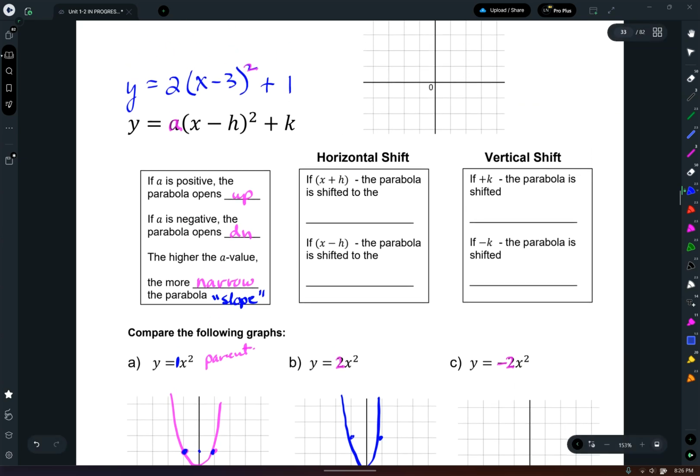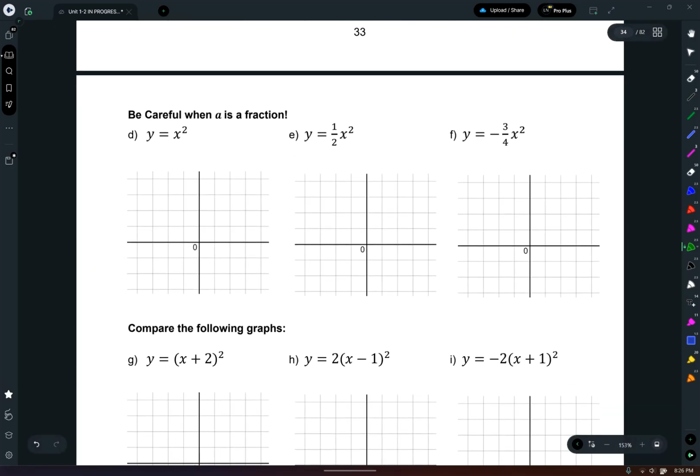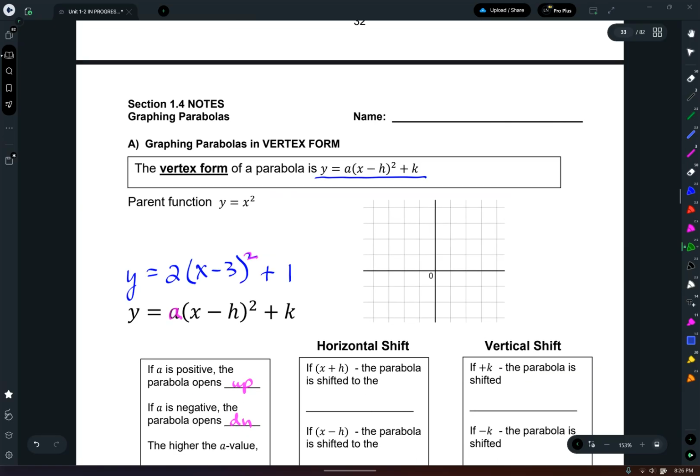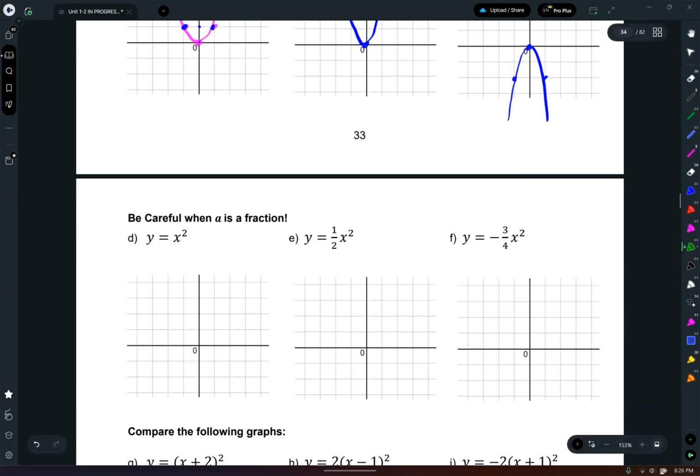Okay, so then the next thing we talk about is, what if there's a number in the parentheses? Remember, the number in the parentheses is what moves it left or right. We call it a horizontal shift. If it's a plus, it's the opposite of what you would think. It actually shifts the parabola to the left. And if it's a minus, it actually shifts the parabola to the right.